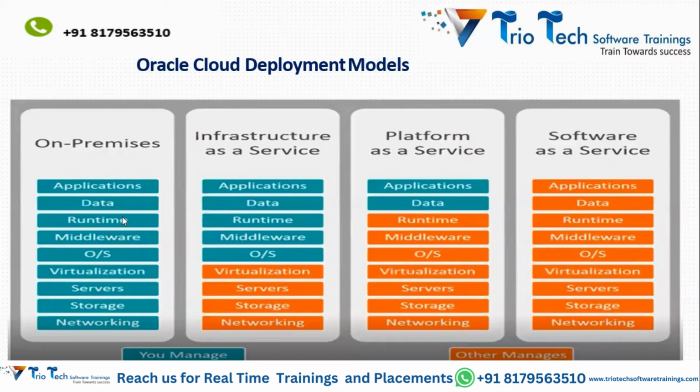Okay, so applications, data management, runtime, middleware, operating systems, servers, storage, networking capabilities, all of these infrastructures required were set up at the company premises itself, on the company servers. That is what an on-premise model is.